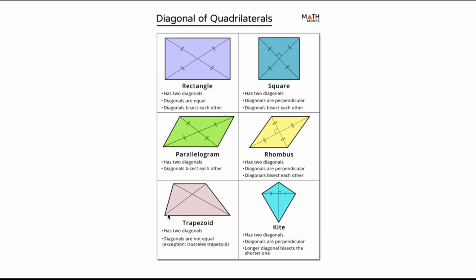Then the trapezoid has two diagonals, but these diagonals are not equal, except in an isosceles trapezoid. And so these don't have any symmetrical markings because none of these line segments are equal. And then a kite has two diagonals. The diagonals are perpendicular to each other. The longer diagonal bisects the shorter one, and so we have equal lengths on left and right. That's what it means: the longer line bisects the shorter line, making the shorter line have two equal sections.